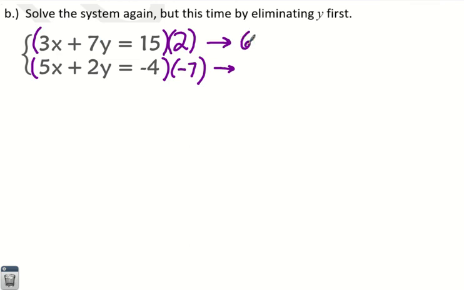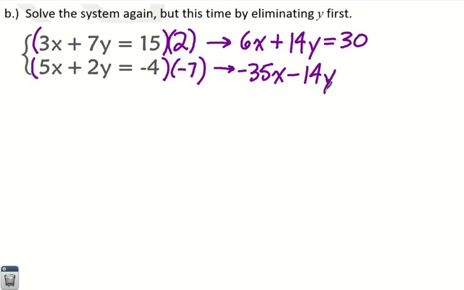But again, you're multiplying the entire equation by that number. So it becomes 6x plus 14y equals 30. And this other equation becomes negative 35x minus 14y equals, so negative 4 times negative 7 is positive 28. Now I'm good to go to combine the equations, to add the equations.